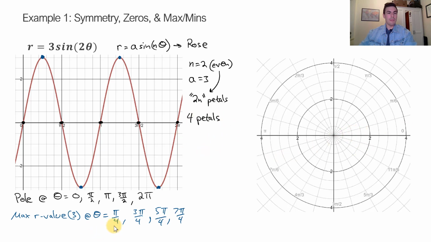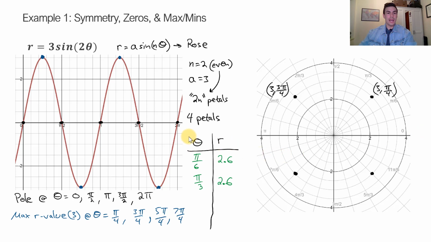So again, we have max r values at pi over 4, 3 pi over 4, 5 pi over 4, and 7 pi over 4. So we can really quickly, boom, boom, boom, boom, we've already graphed 4 of our points here on our polar coordinate grid. Now we really just need to graph a couple more points, and I chose pi over 6 and pi over 3 because I know that each one of these is going to be the farthest point of a rose petal.